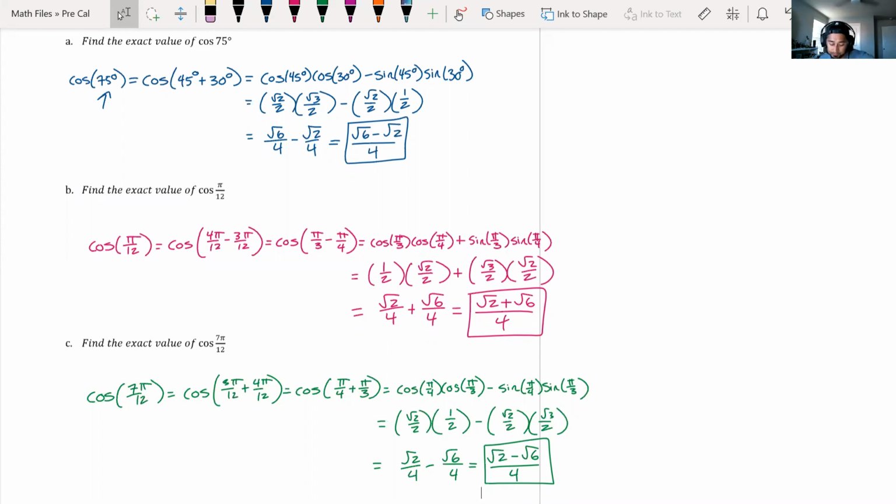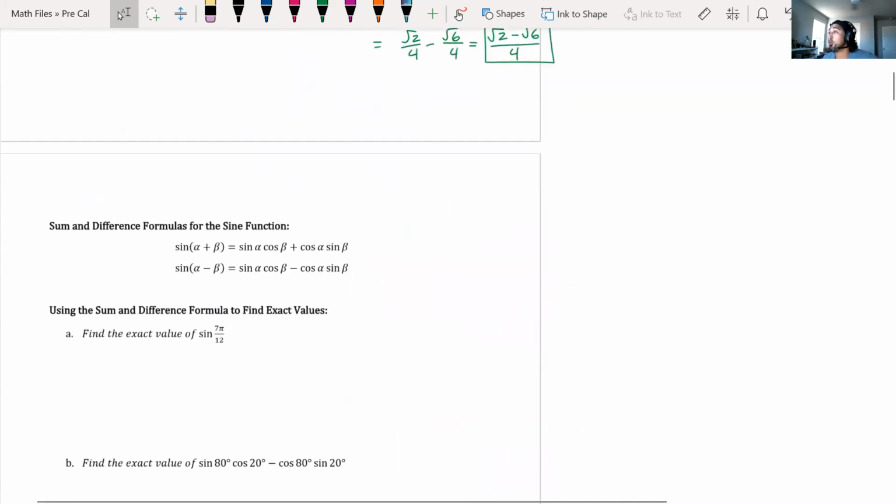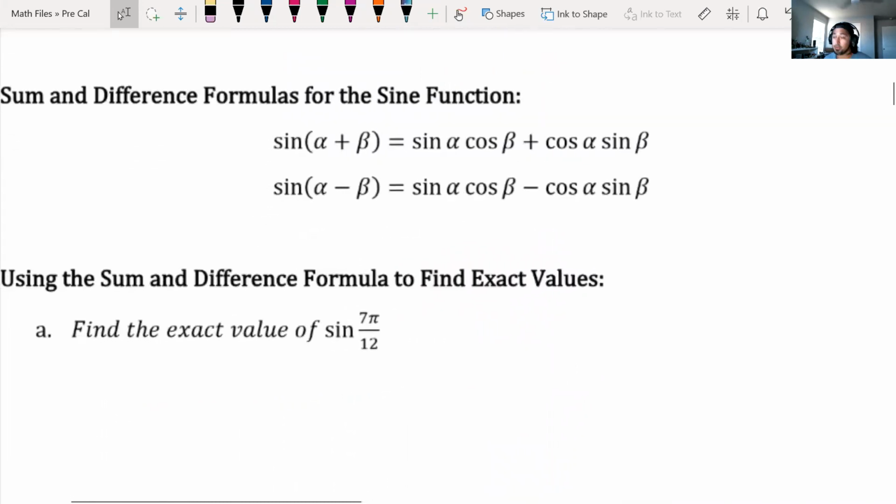All right. Which means now we have the sum and difference formulas for the sine function. So here, sine of alpha plus beta is equal to the sine of alpha times cosine beta plus cosine alpha sine beta. And then the sine of alpha minus beta is sine alpha times cosine beta minus cosine alpha sine beta.